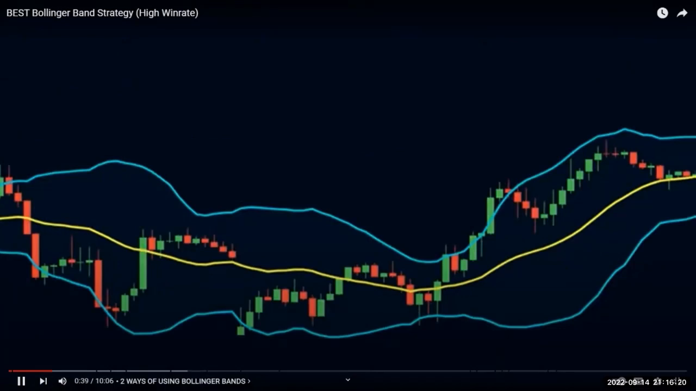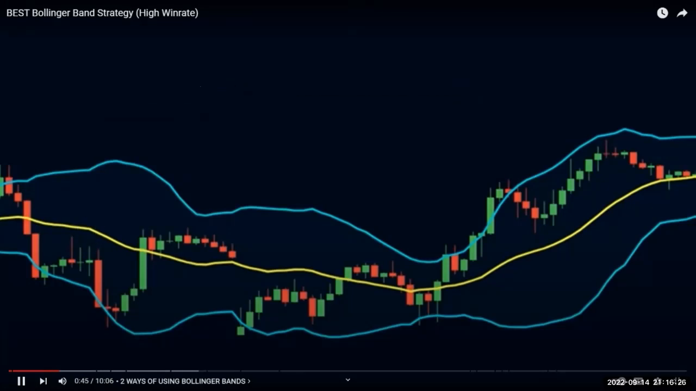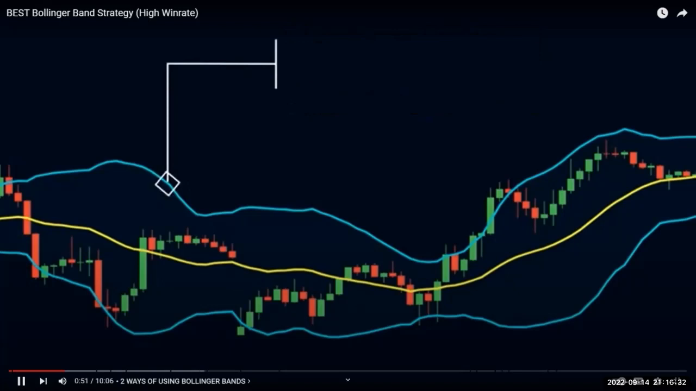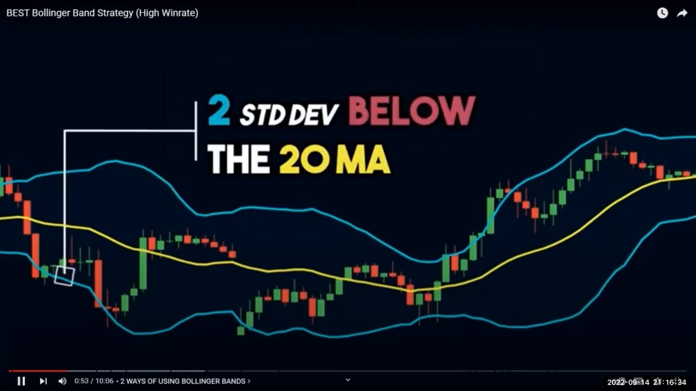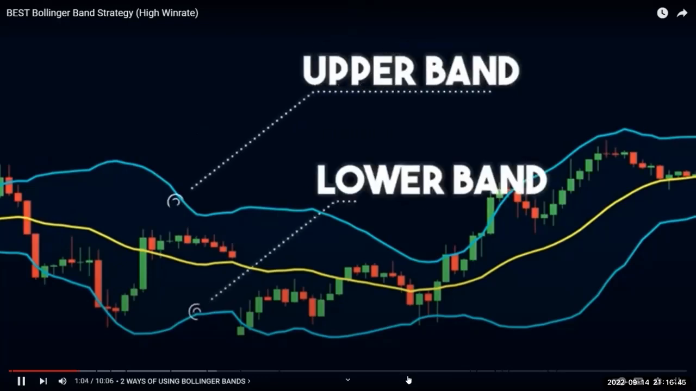It consists of 3 lines. The middle line here is a simple 20-period moving average. The upper line is plotted based on 2 standard deviations above the 20-period moving average. Similarly, the lower line is calculated based on 2 standard deviations below the 20-period moving average. These 2 blue lines can also be called the upper band and lower band respectively.